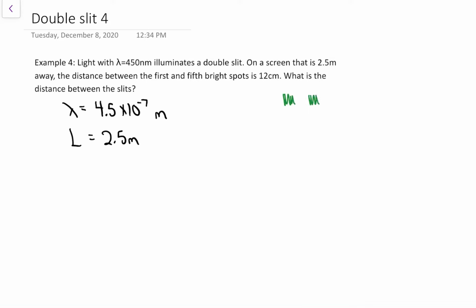I'm always going to draw it. I'm going to draw a bunch of these smudges. When I draw it, the smudges represent where there is light. If this was my first bright spot, this would be the second, third, fourth, fifth. So I've been given that this distance all the way across there is 12 centimeters. If that distance is 12 centimeters, that means that this distance is also 12 centimeters.